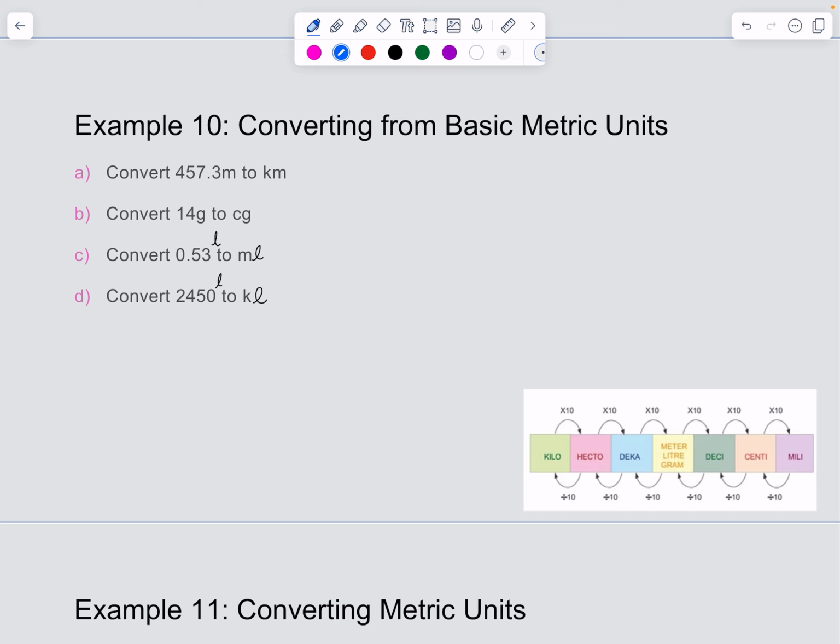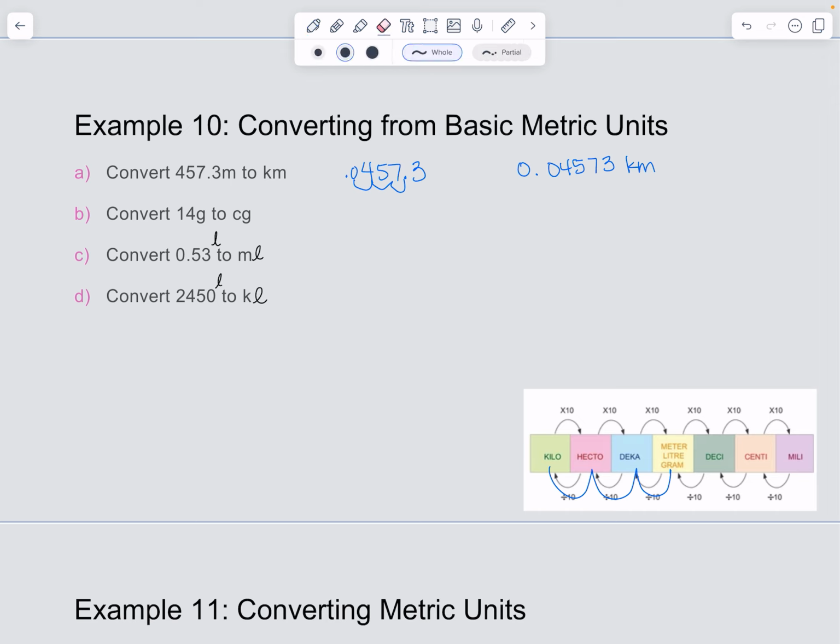All right, so from meters to kilometers, we're starting at our unit and we're going to kilometers. So we go 1, 2, 3 that way. So it goes from 457.3. We move 1, 2, 3. Fill in with 0. It'll become 0.04573 kilometers. And that's it. That's converting.